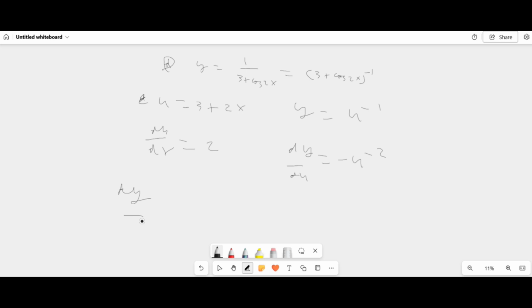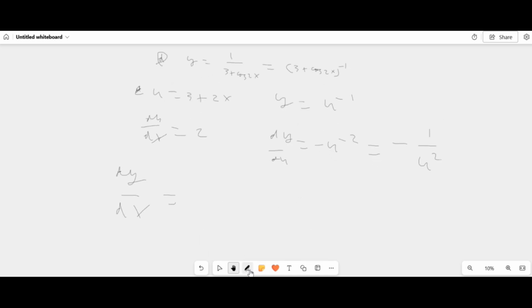Now dy over dx is going to be these two times together. I'm going to write this in the original form. This is just minus 1 over u squared, because u to the power minus 2 is 1 over u squared. So times them together, that's going to be minus 2 over u squared. I was waffling the whole time. This is cos 2x.